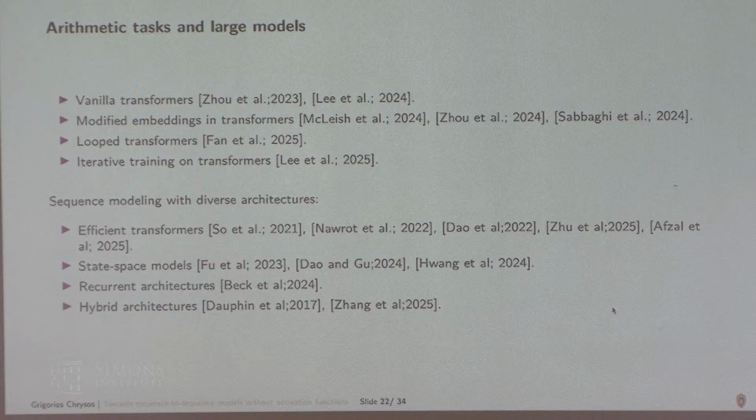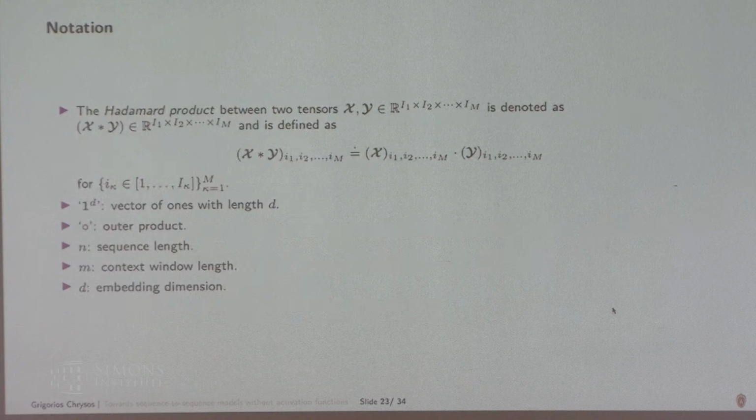And of course, this task is not the only task. People have been developing architectures in the last few years. There's a lot of work on efficient transformers, state space models, recurrent architectures, or hybrid architectures. And I'm pretty sure there is a lot more work coming up soon here. I think it's a very interesting area with many interesting problems. But again, I'm going to focus a little bit on the transformer part. I apologize, this is the one slide of notation, right?